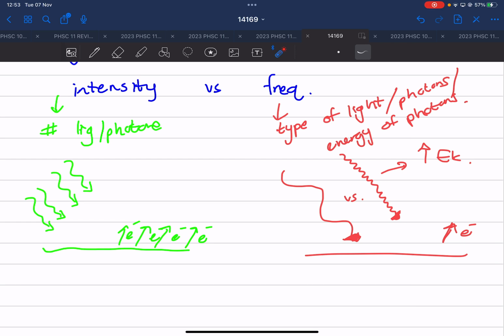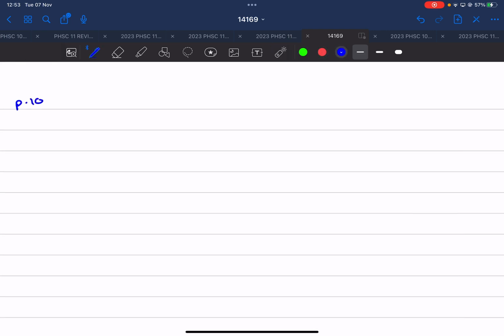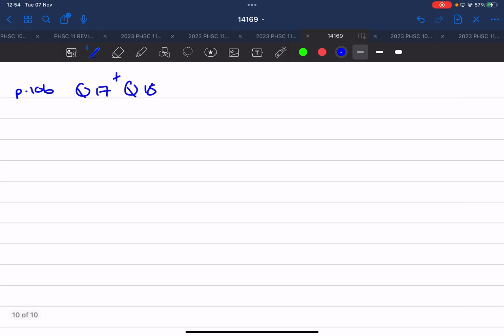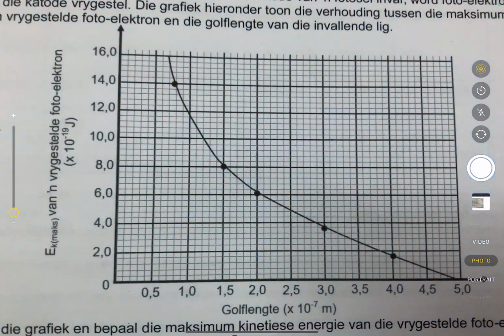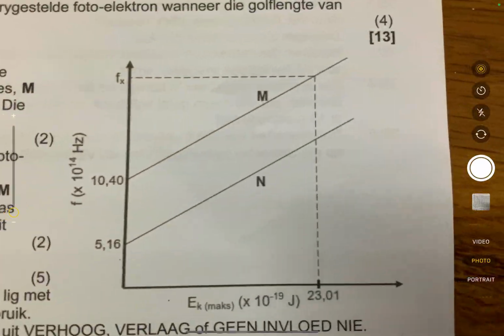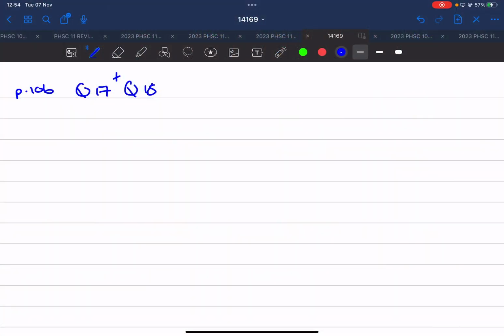Okay, let's go to page 106. Page 106, and I want to do, we'll see if we have time, question 17 and question 18. Okay, take a photo of this.